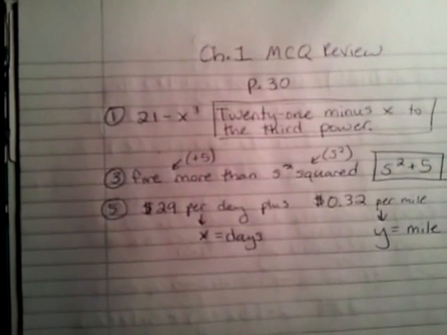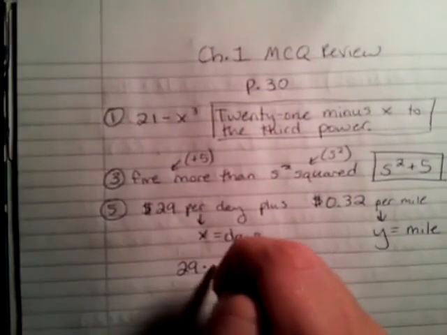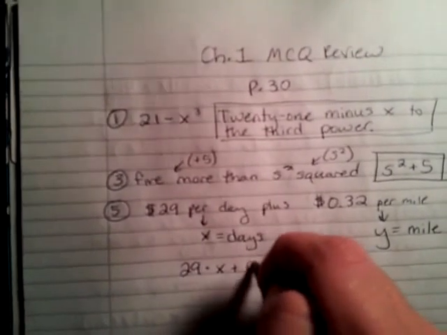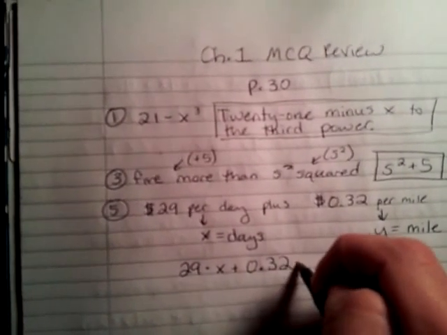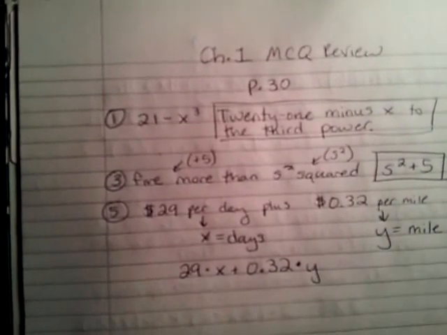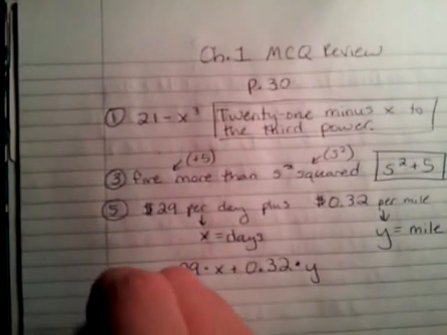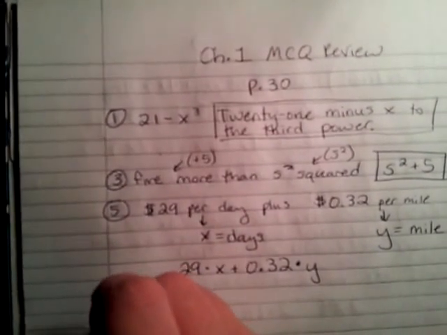Now, we can reason through this and then check it. It would be 29 times the number of days plus 0.32 times the number of miles. I think you can finish that one on your own. Just need to simplify. We need to now evaluate each expression.